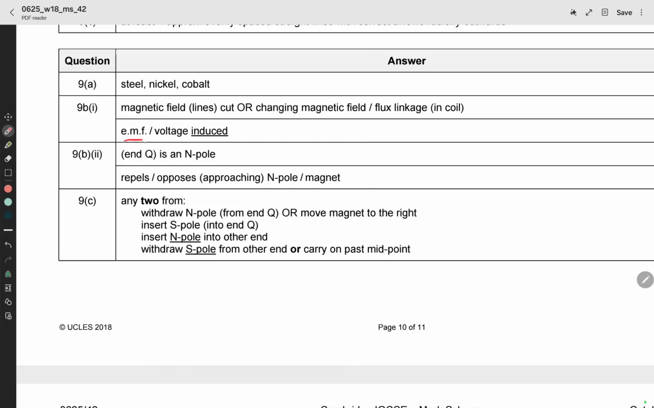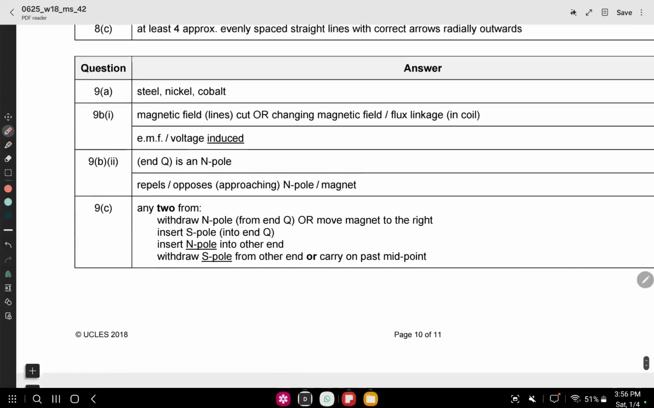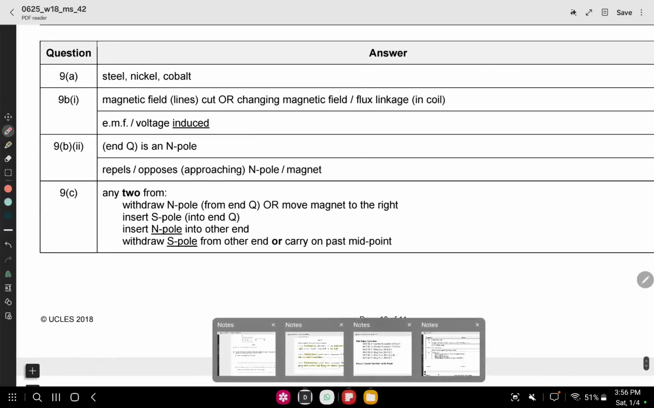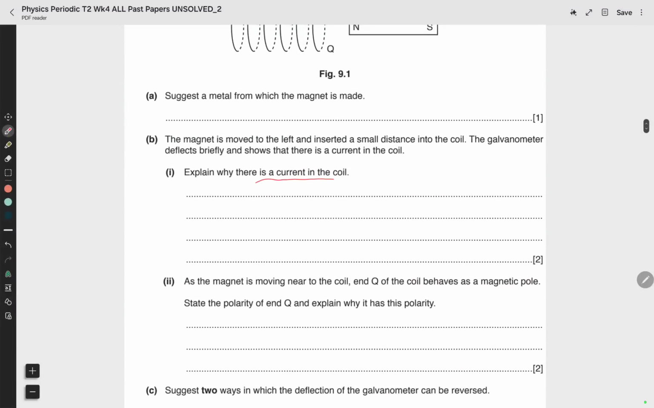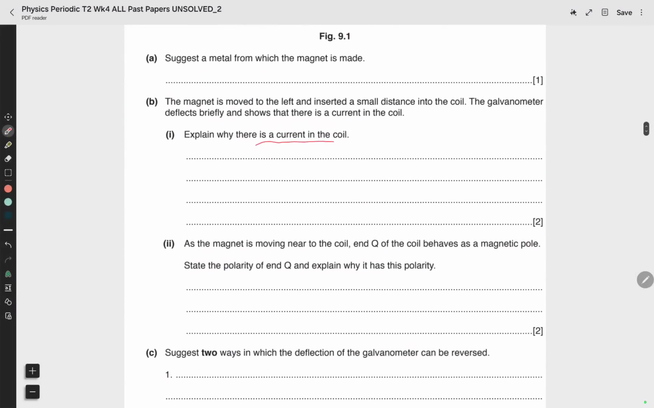They call it induced EMF. Our school calls it induced current, and sometimes calls it induced EMF. So just say induced EMF, okay? Let's switch back. So you can say there's a change in magnetic flux that causes an induced EMF or induced current. But in our school, they would probably accept induced current.